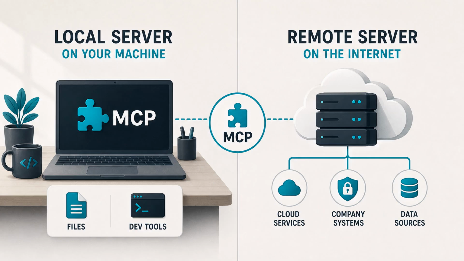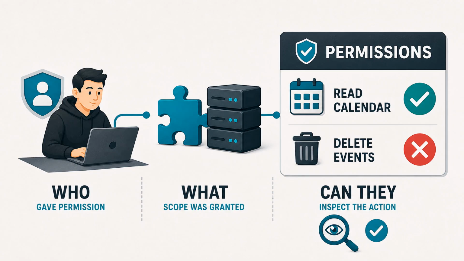MCP servers can run locally on your machine or remotely on the internet, depending on the product and configuration. A local server may help with files or developer tools. A remote server may connect to cloud services or company systems. The important question is not just what the server can do, it is who gave permission, what scope was granted, and whether the user can inspect the action. A calendar tool that can read events is very different from one that can delete them.